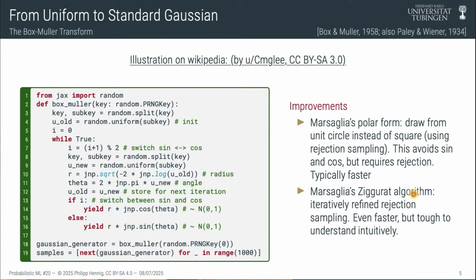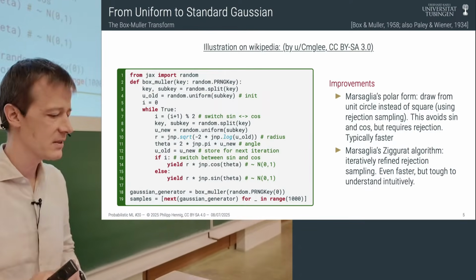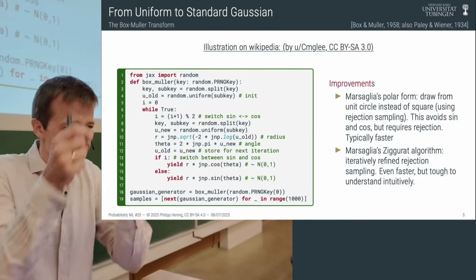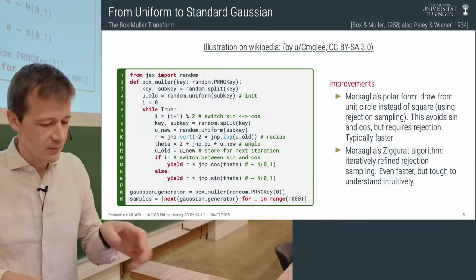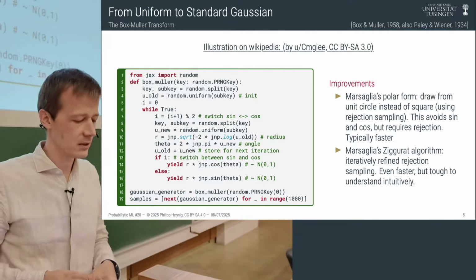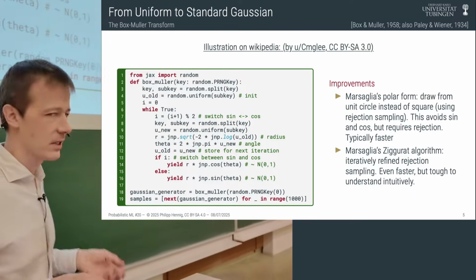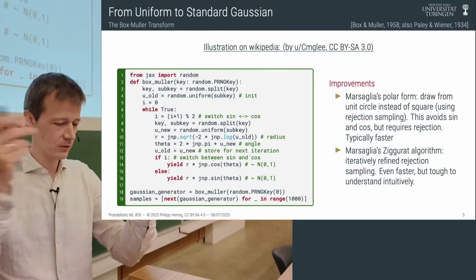A ziggurat is this Mesopotamian style pyramid, right, with the steps. And so he came up with a cool way of using rejection sampling. We'll talk about rejection sampling in 15 minutes to build a very refined, quick algorithm that very efficiently produces standard Gaussian random numbers. It's very difficult to understand. It's kind of nasty, difficult to look at code.